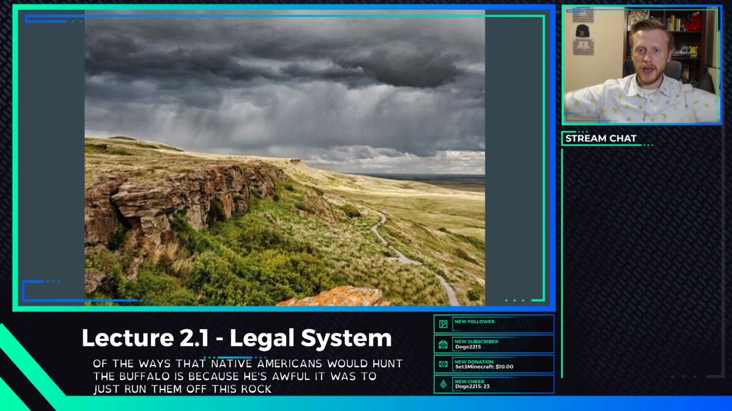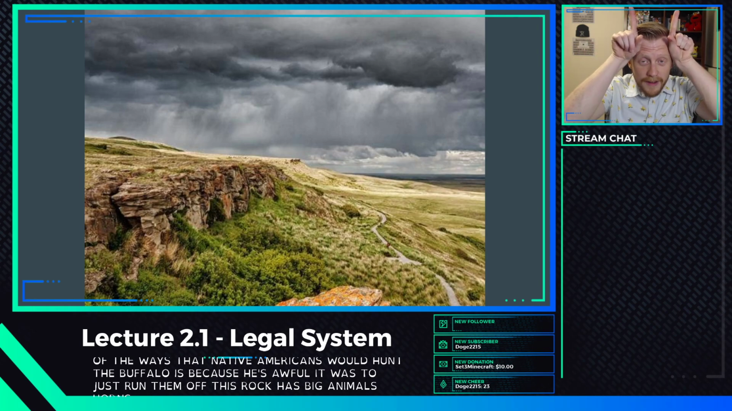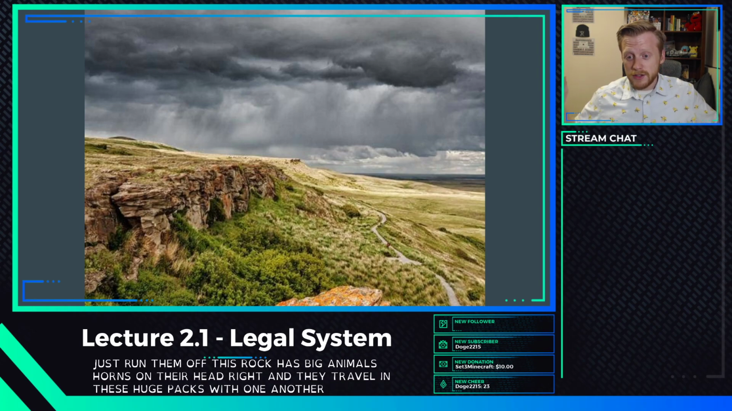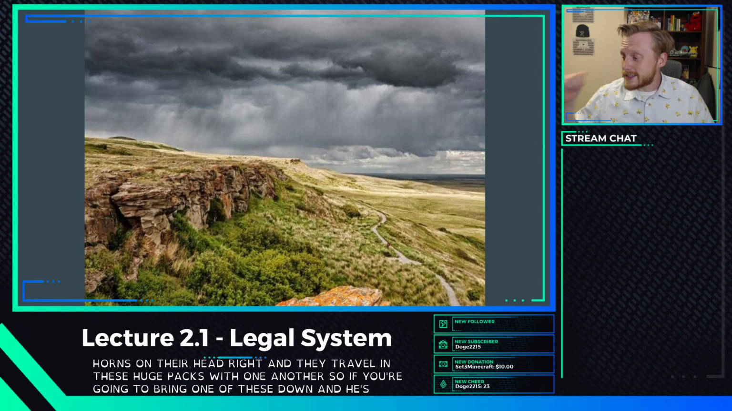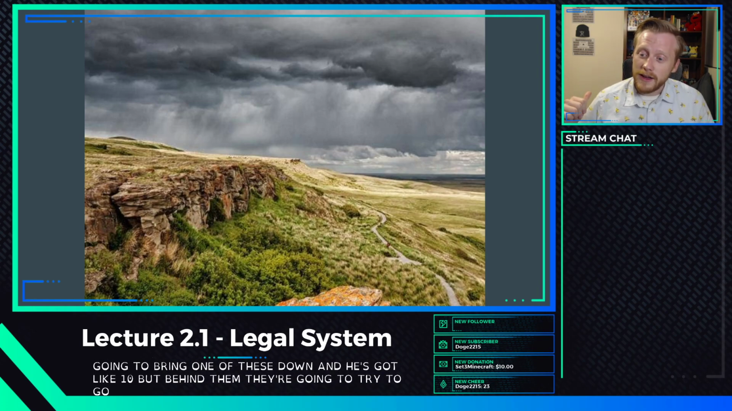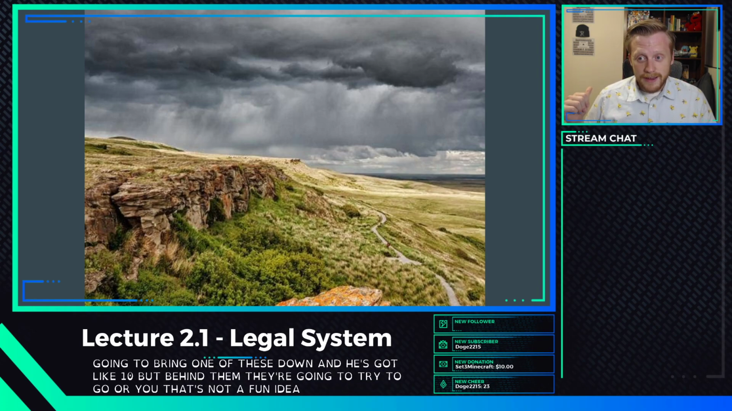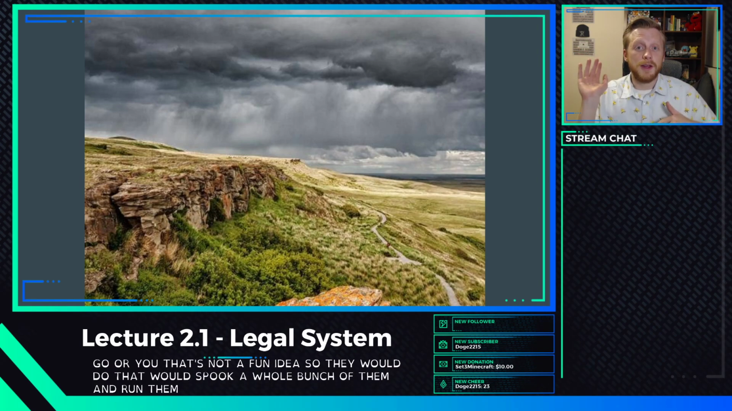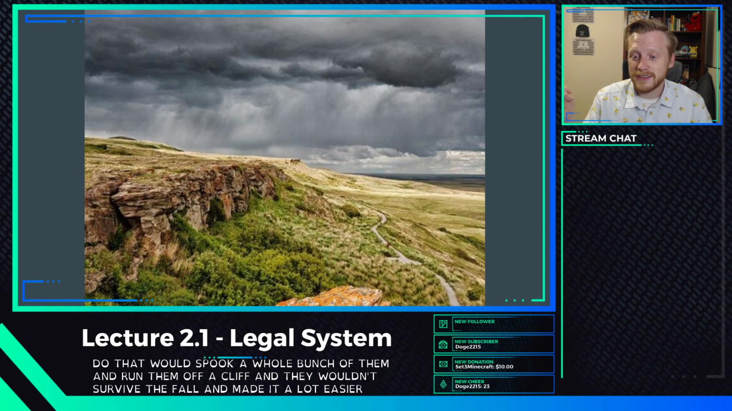Well, buffalo, they're these big animals, right? They have horns on their head, right? And they travel in these huge packs with one another. So if you're trying to bring one of these down and he's got like 10 buddies behind him that are going to try to gore you, that's not a fun idea, yeah? So instead what they would do, they would spook a whole bunch of them and run them off a cliff. And they wouldn't survive the fall. It made it a lot easier, okay?